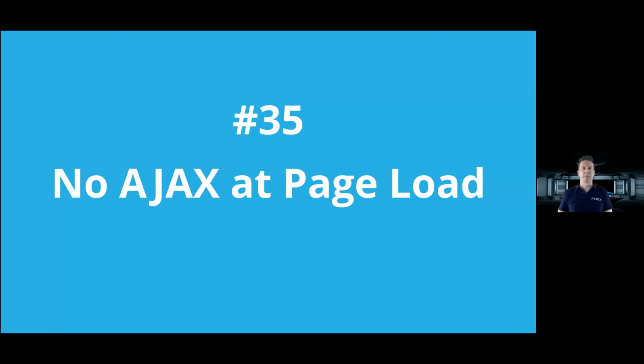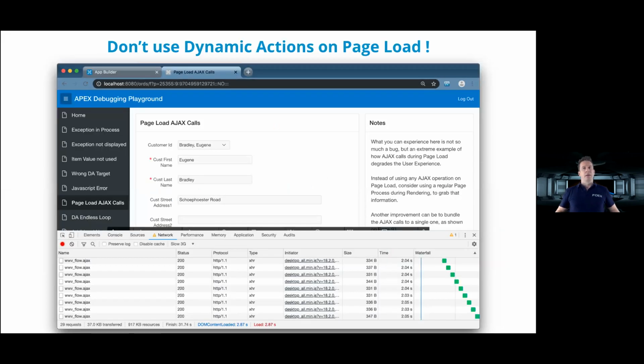All right, tip number 35. There shouldn't be any Ajax calls on page load. There is no reason why that would be a good idea. Think about it. You send a request to the server and you tell Apex, hey, please give me page 9. And Apex returns page 9 and your browser renders it. And then your browser fires off a page load Ajax call to the database saying, hey, please give me also this information, that information, this information. That's actually quite unnecessary because it's round trips all over.